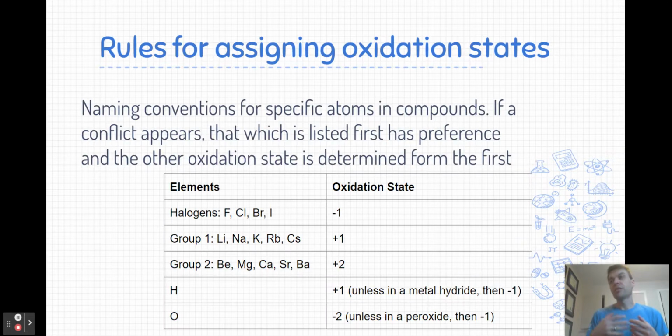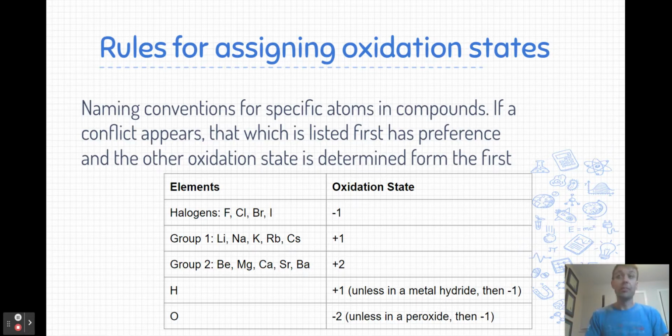And finally, there are some conventions that we tend to follow in terms of, if there's a conflict, which element gets preference. This table here lists those different preferences. So for example, the halogens all have an oxidation state of -1. But if we have a conflict between a fluorine and a bromine, the fluorine will be given the -1, and we'll figure out the bromine after that.